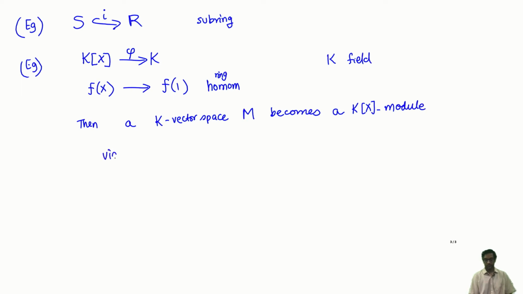Well, what's the action? If we take a polynomial f(x) and act it on an element of M, by definition I must apply phi to f(x), and that application of phi is like evaluating f(x) at 1. So I put x equals 1, I get an element of k, and I scalar multiply that element of k on M. Right? This was the definition.